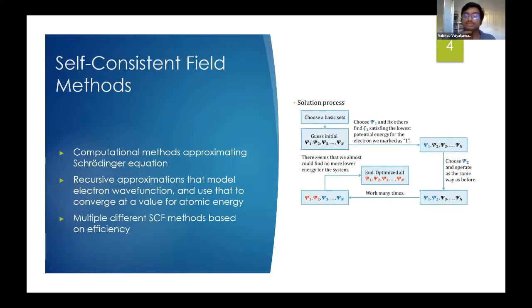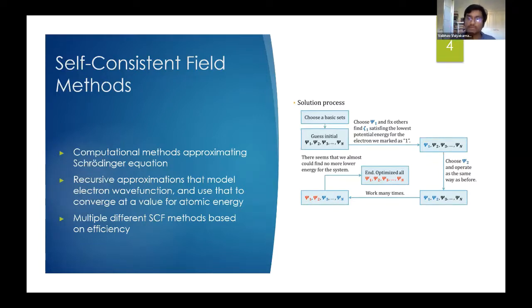So these are computational methods that approximate psi, or the wave function. We start off with what we call a basis set. And that's like your base approximation of what the wave function may be. And then we apply recursive calculations, as shown in the diagram, again and again and again, until the wave function approximation becomes close enough to what we may see in the actual atom. And that's what the self-consistent method is.